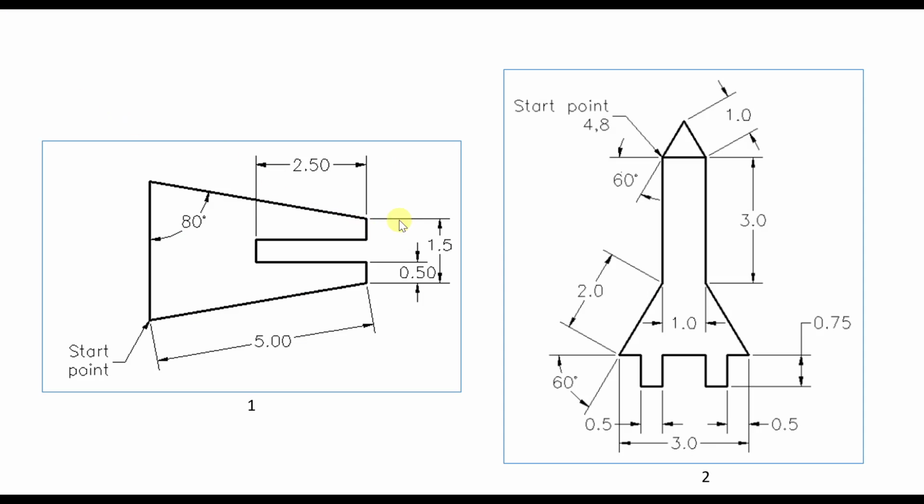So now we're gonna practice on the second mini project. We can start from this point, and we can either move counterclockwise or clockwise. Either one is fine. We're gonna draw one half of this. So we can draw the left half or right half and use mirror. Okay, either one is fine.